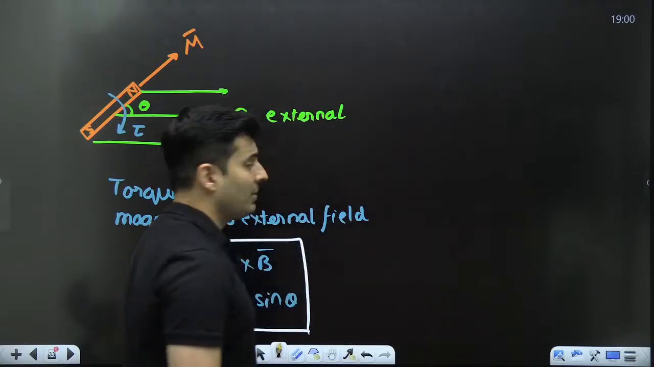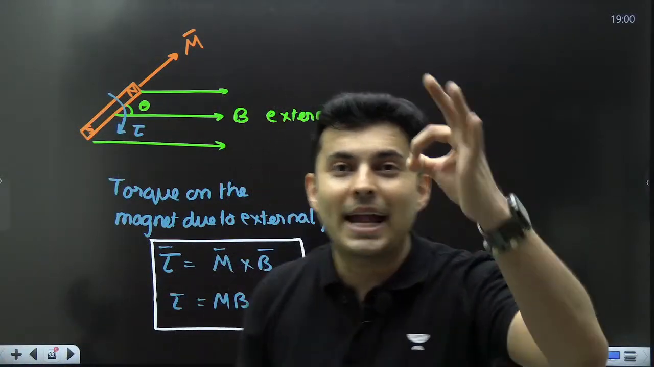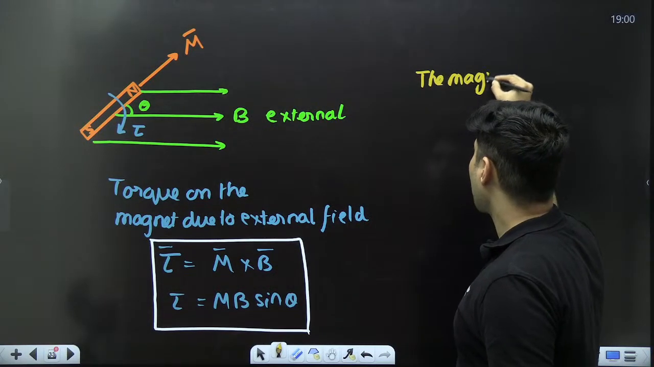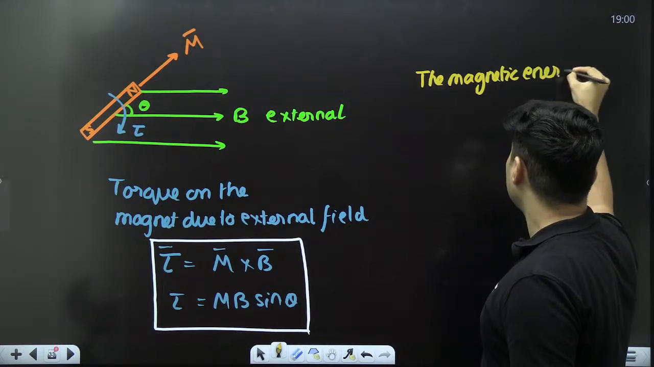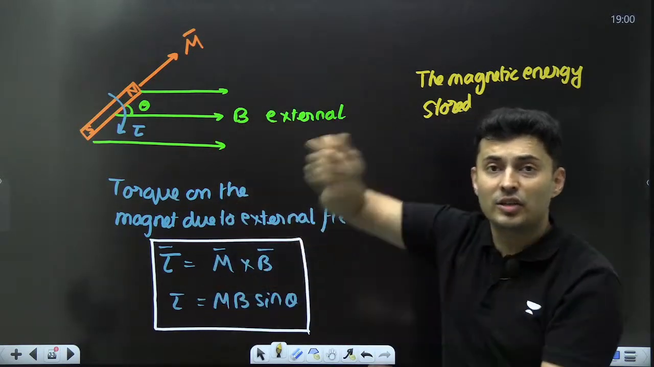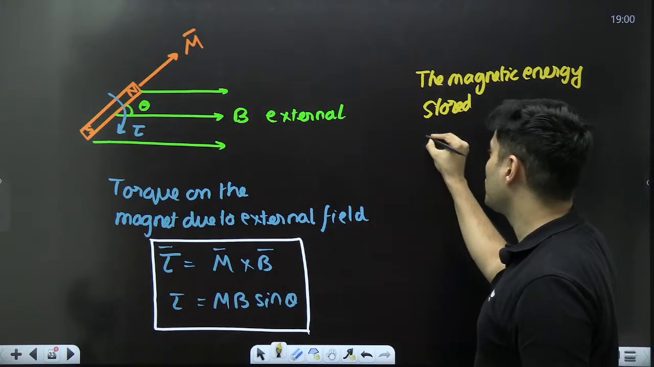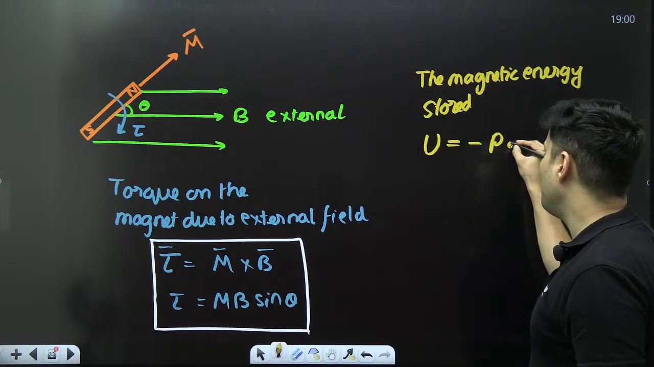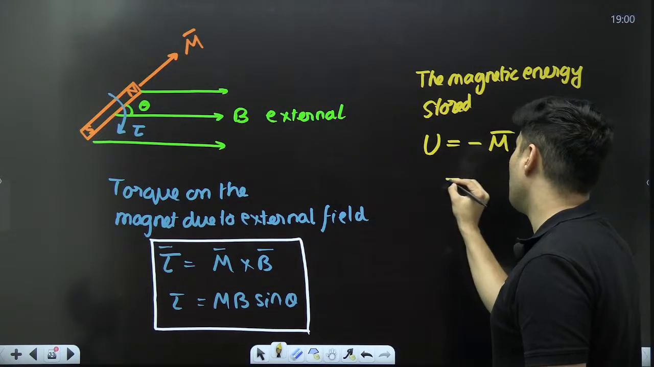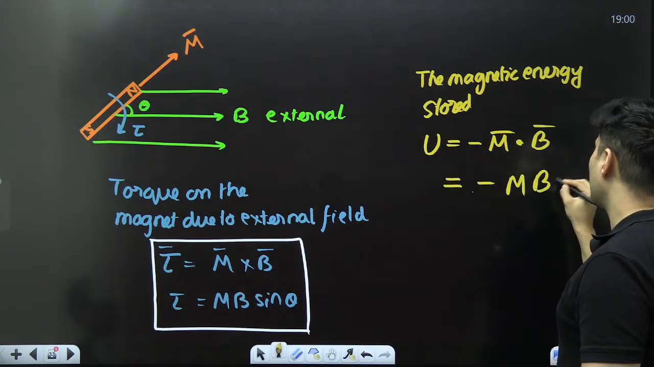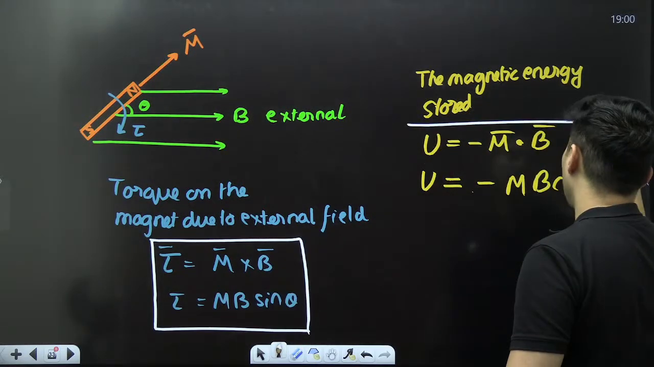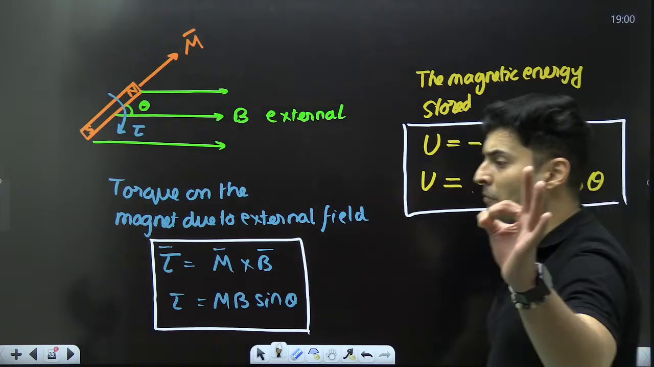Same way, you can also write the magnetic potential energy stored in it, because it is placed in somebody else's field, it tries to rotate, behaves like a spring. So there is some energy stored, that is U, that will be minus M dot B. There is a dot product and there is a minus sign. Many people forget that minus sign. So it is minus MB cos theta. That is the magnetic energy stored in it, minus M dot B. Keep this also in mind.